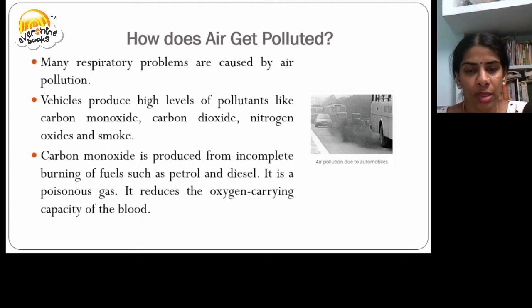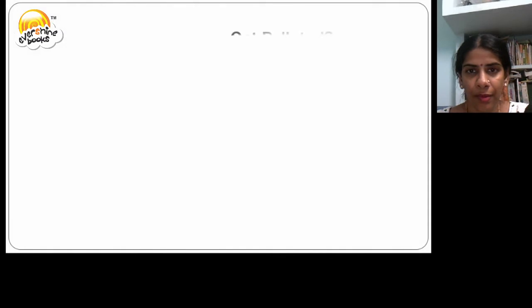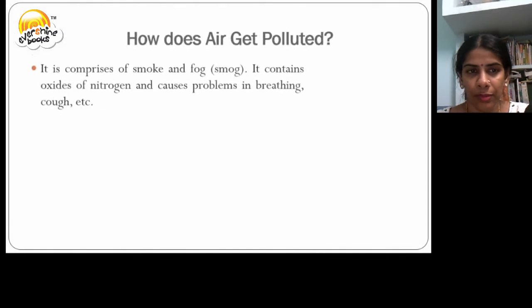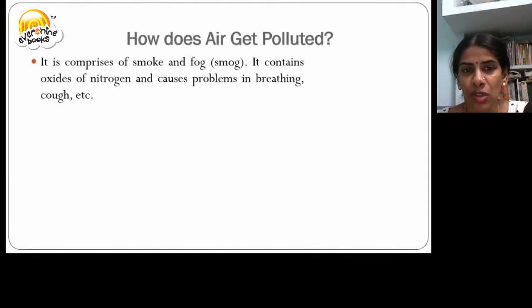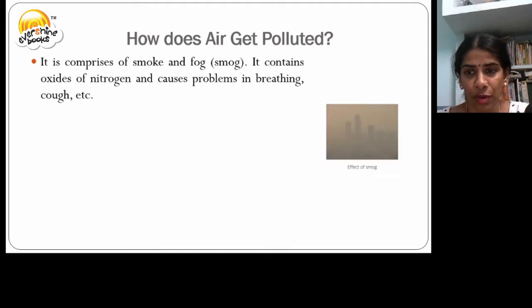Carbon monoxide is produced from incomplete burning of fuels such as petrol and diesel. We know that carbon monoxide is a poisonous gas. It reduces the oxygen carrying capacity of the blood. It comprises smoke and fog also, which cause pollution. It contains oxides of nitrogen, which cause breathing problems and cough.